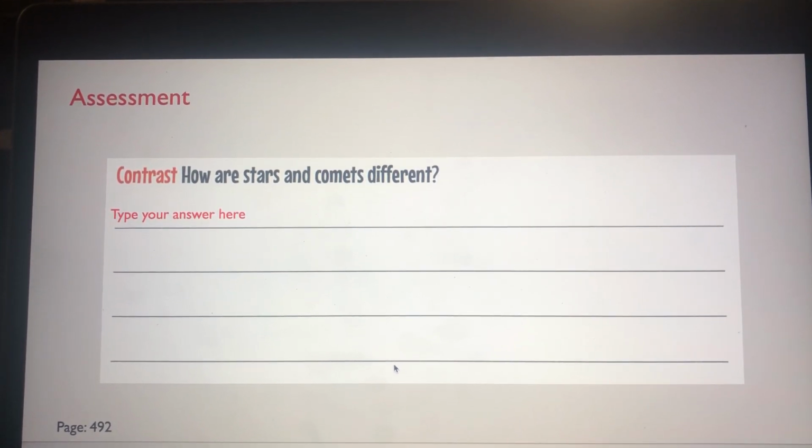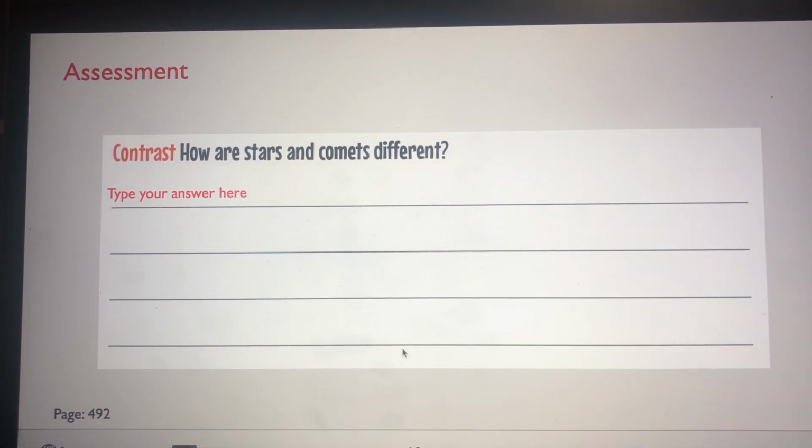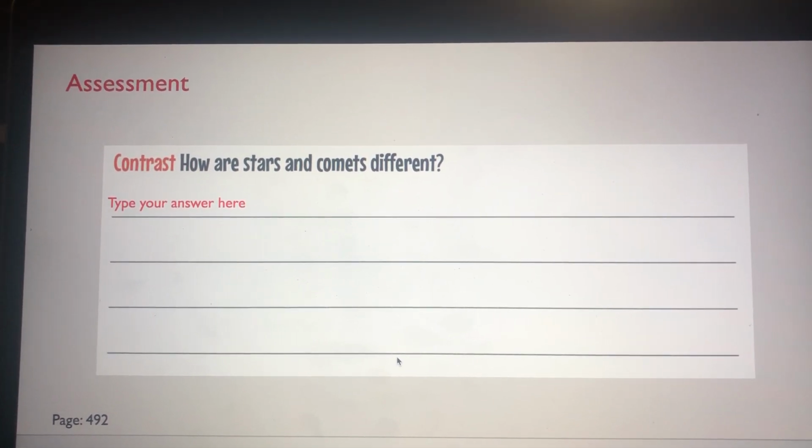On page 492, you'll find a question that asks you, how are stars and comets different? Please type your answer here.